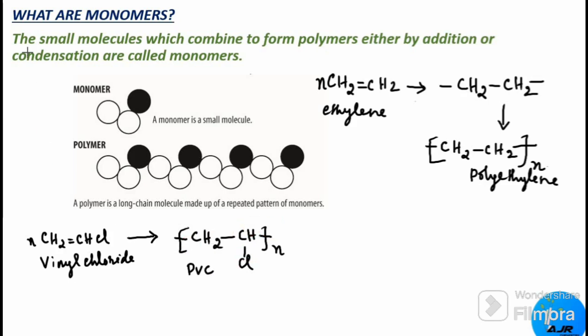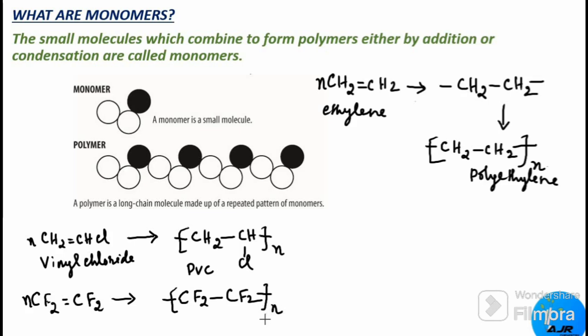Now next let me give one more example, CF2=CF2. This is tetrafluoroethylene. Tetra means 4, so 4 fluorine atoms are there. This tetrafluoroethylene is a monomer. Now n number of monomers combine to form CF2-CF2. Now we shall put n here.